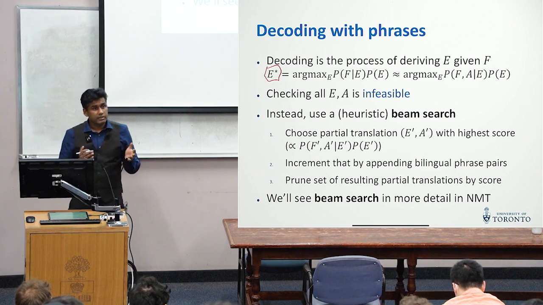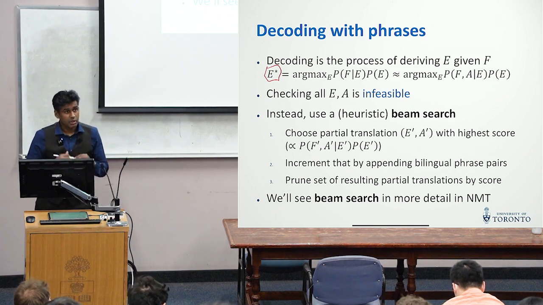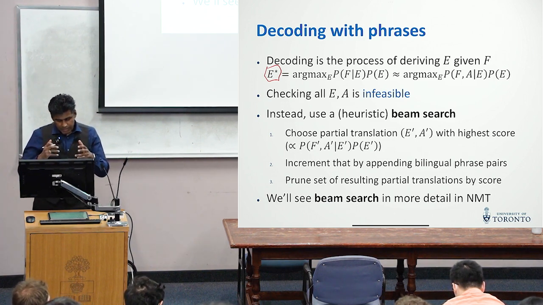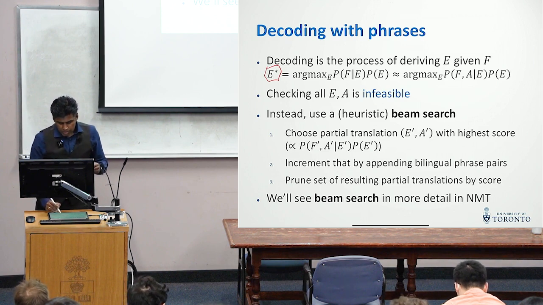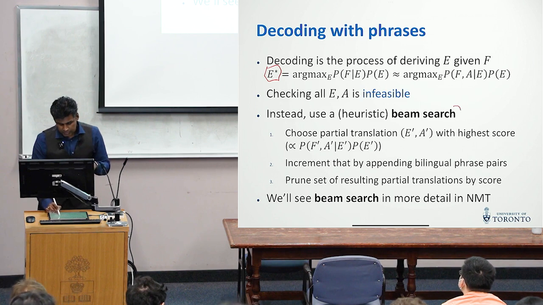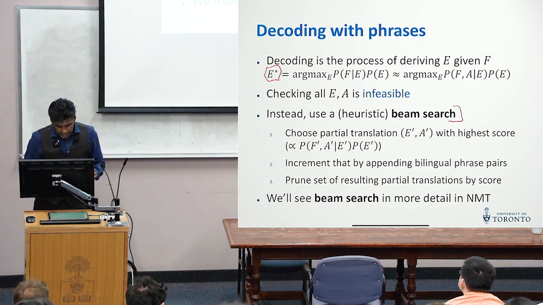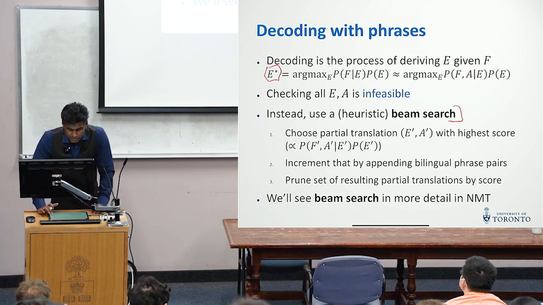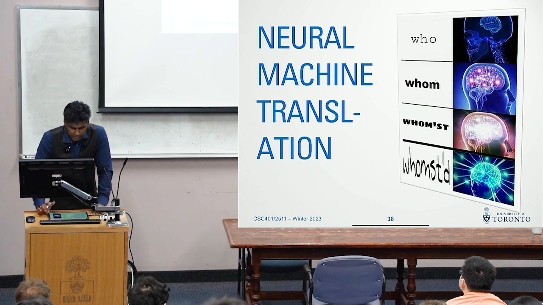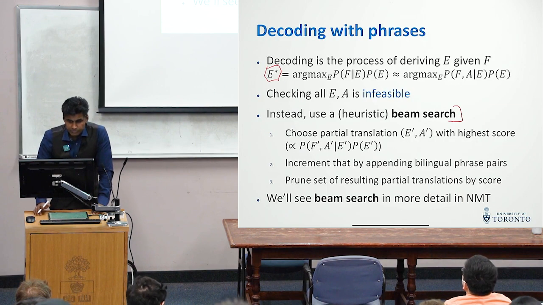In order to circumvent that, we use a heuristic approach called beam search to pick the best alignment. We'll get into beam search in detail in the third session of this lecture, so I'll defer it to that. Except for that, I think that is all for the statistical machine translation part of this lecture. Next class, we'll start with NMT. All right, thank you.